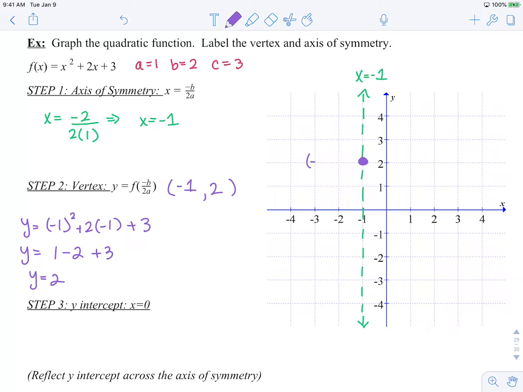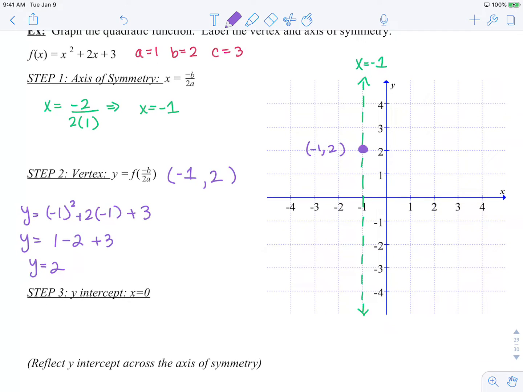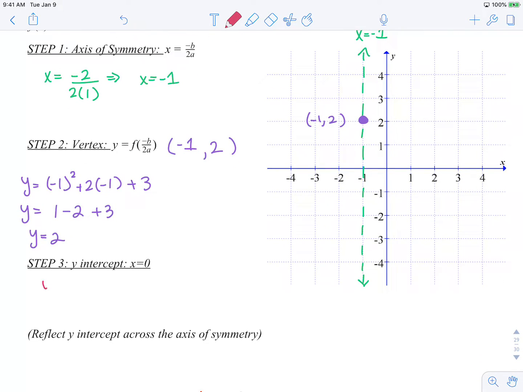is our vertex. So now we need to find the y-intercept. That's when x is 0. So y equals 0 squared plus 2 times 0 plus 3, or y equals 3, is here on the y-axis.